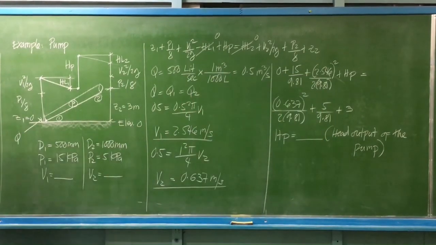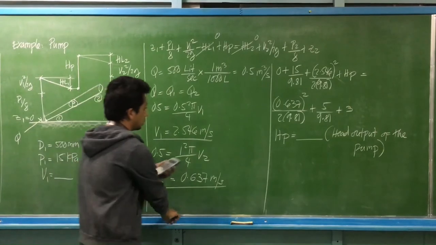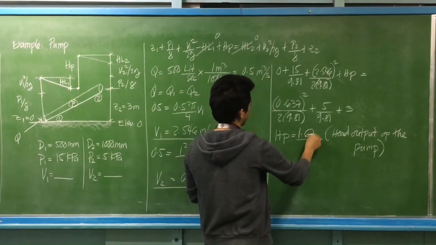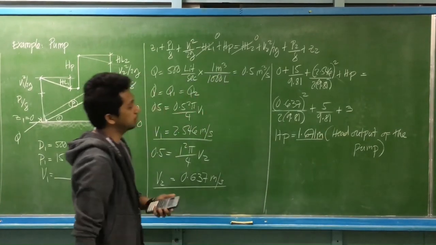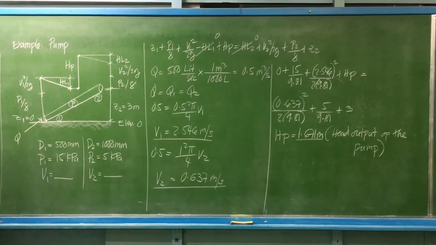Let's compute. Alright, so the computed value will be equal to 1.671 meters. Alright, that will be the head output of the pump. We now have the head output. How to compute for the requirement?